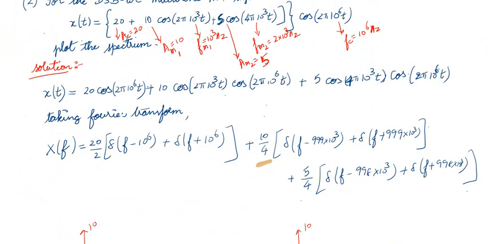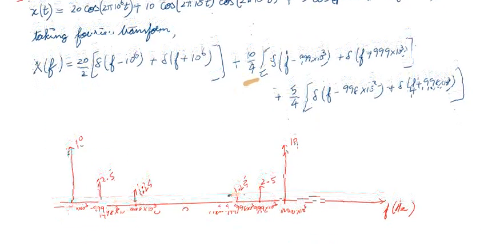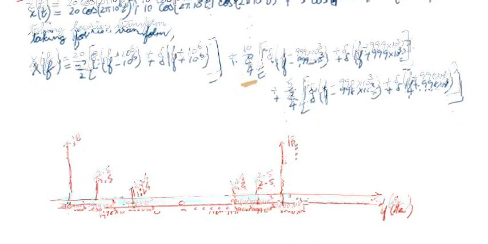So what is the frequency? 10 power 3 minus 10 power 6, and 10 power 3 plus 10 power 6. Then come to this part. What is the amplitude here? 5. It is 5 cos a cos b, so it's 5 by 4. What is the frequency? 2 into 10 power 3 minus 10 power 6, and 2 into 10 power 3 plus 10 power 6. We will get these frequencies. Right, so now we got the spectrum.